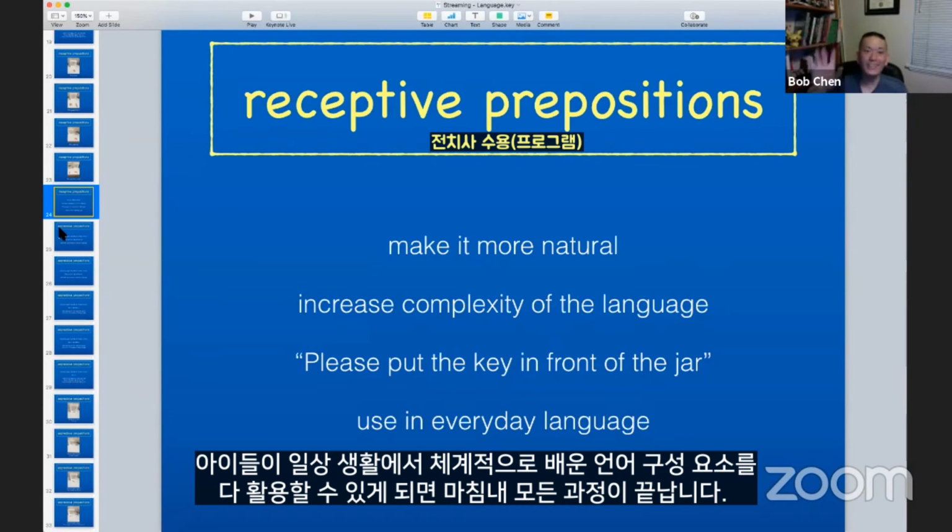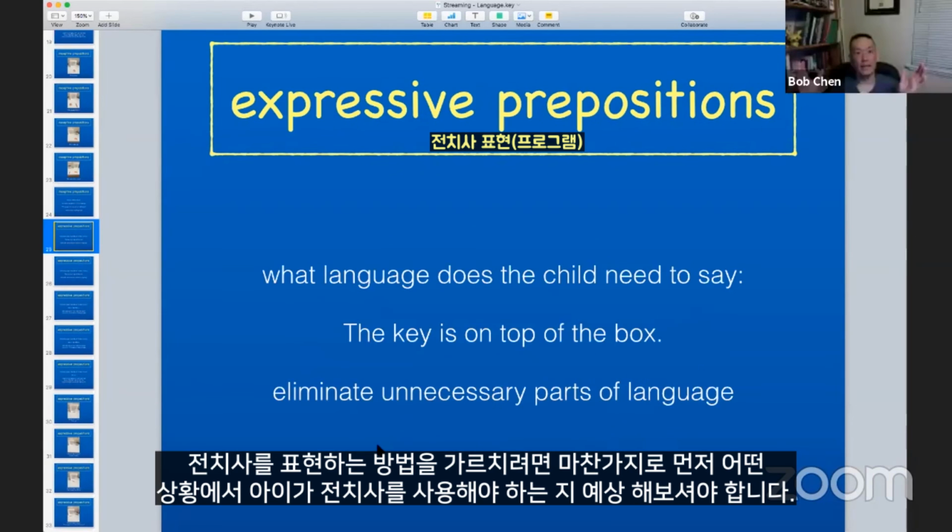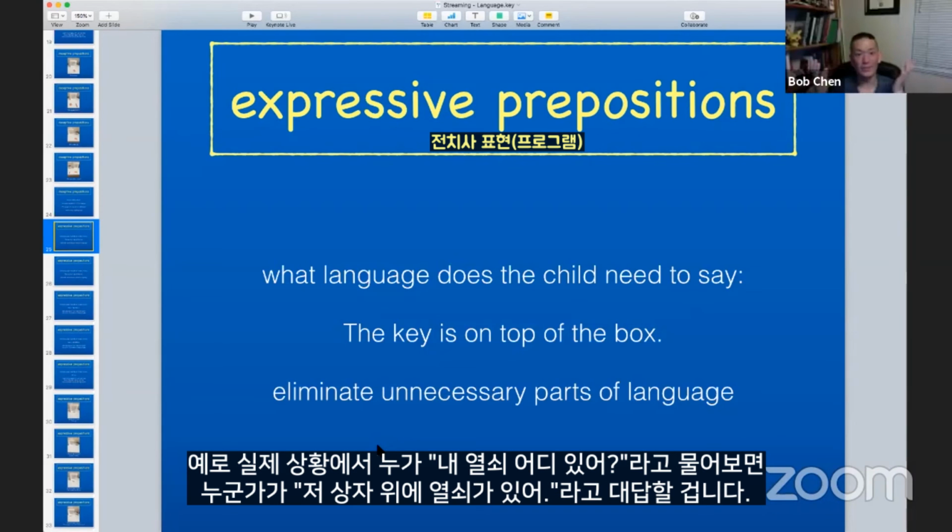And you are finally done when the child is able to utilize all of the language components that you've taught systematically in your everyday life, so that when you ask the child to put this somewhere, they know exactly what to do. So when we're talking about expressive prepositions, we have to think about under what situations the child is expected to vocally produce language associated with the use of prepositions. In real life, we might say, hey, where's my key? And somebody's going to say, the key's right on top of the box there.